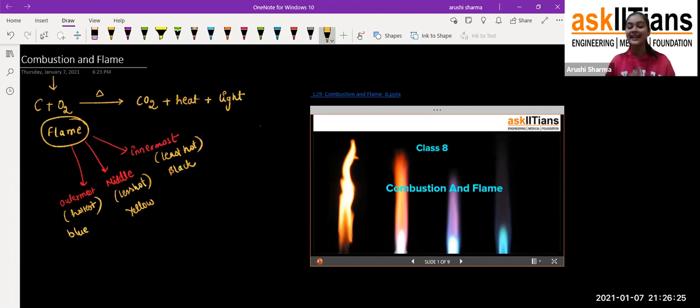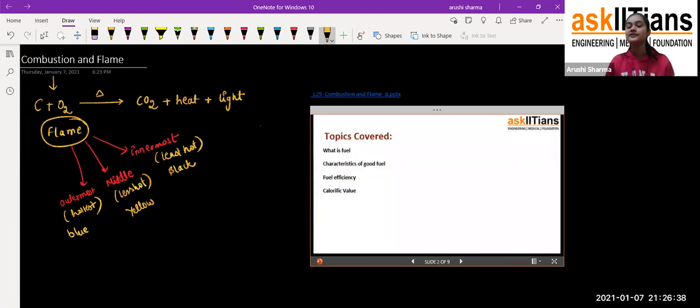So students, now it is the last part of this chapter. That means today we are going to wrap up this whole chapter, combustion and flame. The topics we are going to cover today: we are going to study about fuel. What is fuel? What are the characteristics of a good fuel? What is fuel efficiency, and what is the calorific value? So students, we are going to cover these three things.